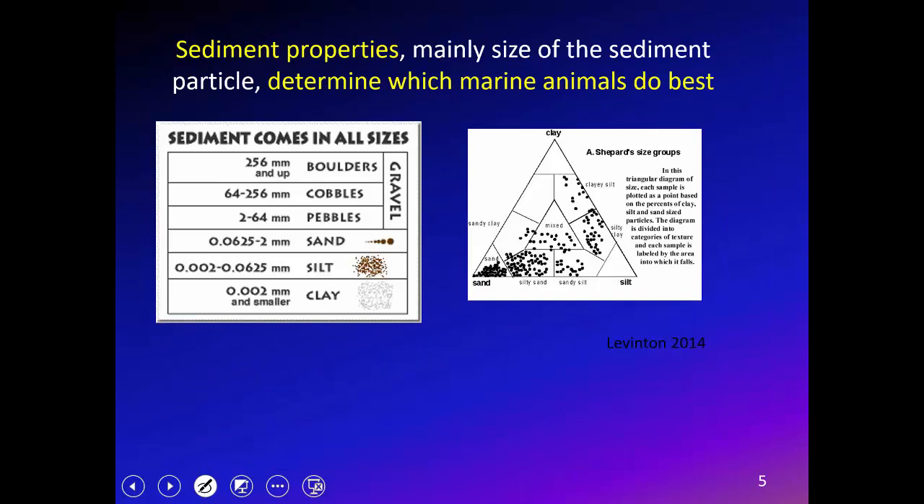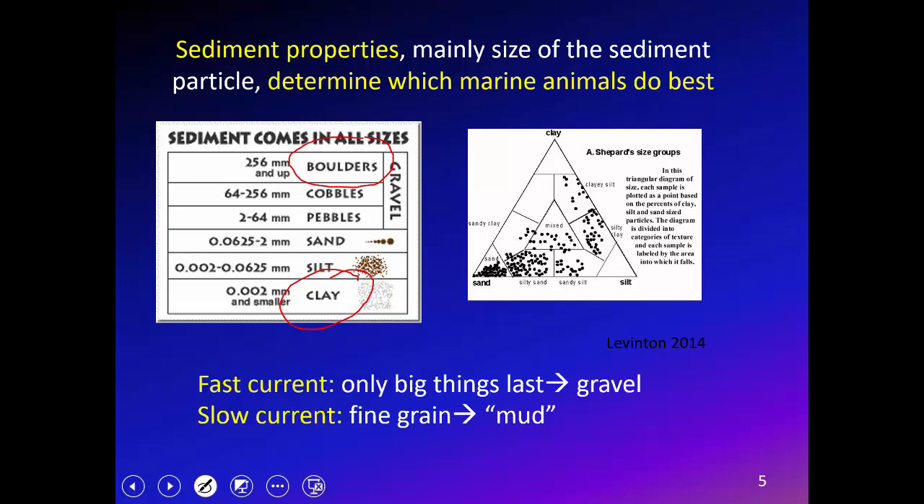So in talking about these environments, it's important to look at the sediment and the qualities of that sediment. It varies quite a bit from very coarse material, not quite boulders, certainly coarser material, versus clay and other very small particles. That has a big impact on what organisms are present. And basically, the sediment characteristics depend on the currents.